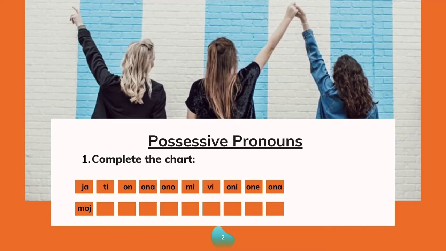In the first row, you will see the personal pronouns in Serbian. Ja, ti, on, ona, ono, mi, vi, oni, one, ona. Now the task is to match according to the personal pronoun, also add the possessive pronouns in Serbian.